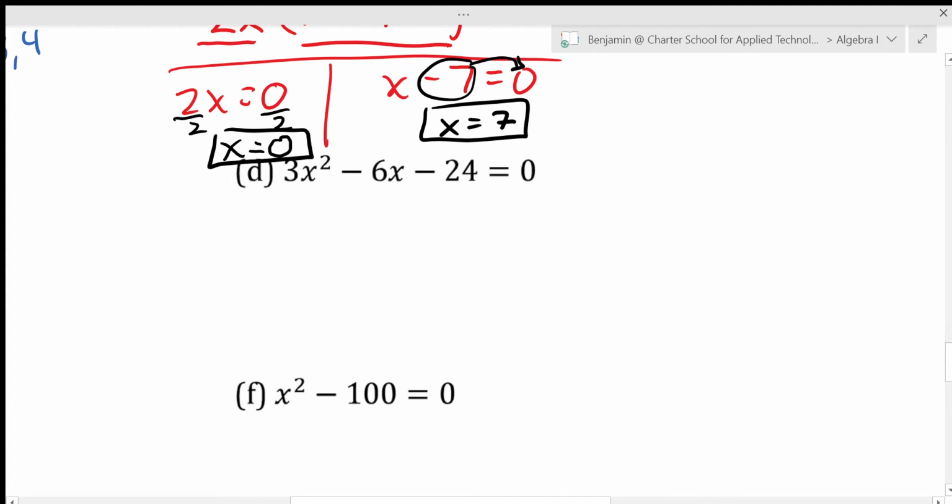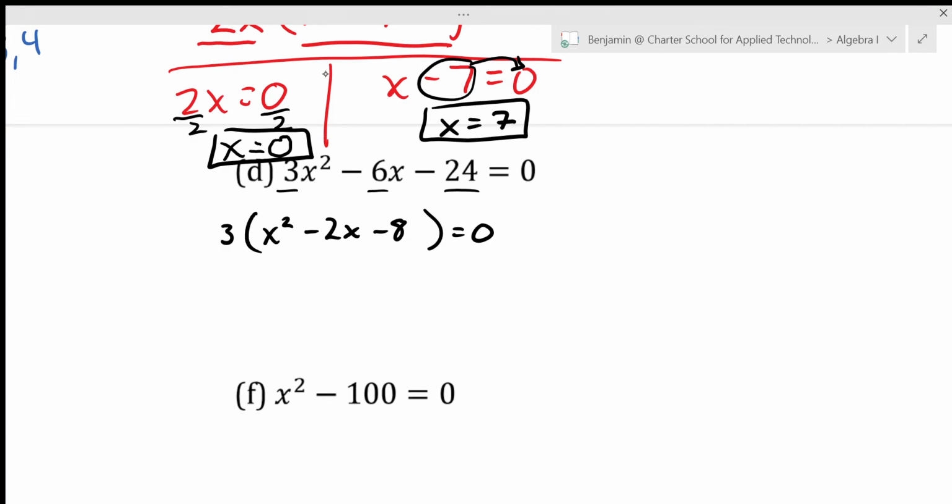Now this one seems a little bit harder until I go back and think about what I should always look for first: my GCF. Look at 3, 6, and 24. They're all divisible by the smallest number, which is 3. Are they all divided by 3? Yes. So I write down 3 first, then I divide everything by 3. You get x squared. You can say 1x squared, but I'm just going to write down x squared, minus 2x minus 8. Once you do that, I still have to factor what's inside.